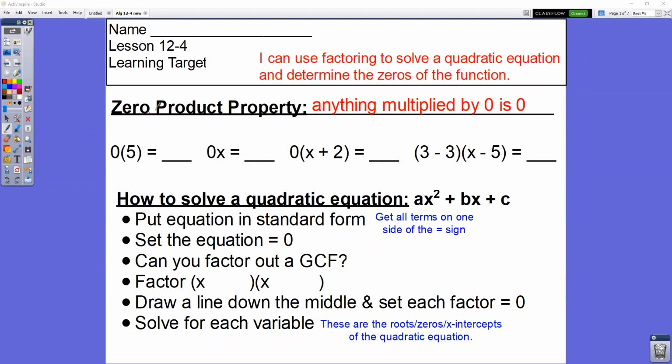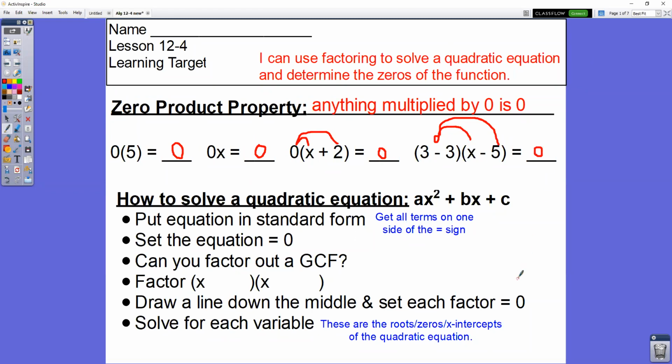First of all, a product property that we have to talk about is anything multiplied by zero. Anytime that you multiply anything by zero, it's just zero. So like 0 times 5 is 0, 0 times x is 0. If we are going to distribute with a 0, it's just going to all equal 0. Sometimes they try and hide a 0 like this. 3 minus 3 is 0. So then again, you would distribute with that 0 and it would equal 0.